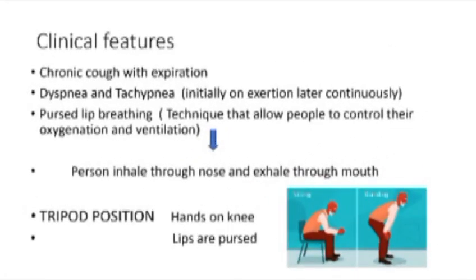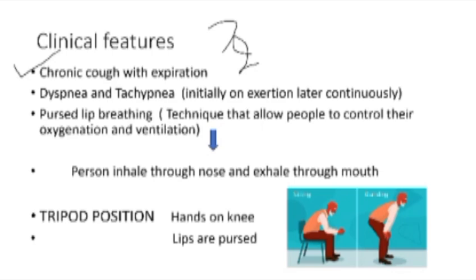Now we will start clinical features. What are the features we are going to see in a COPD patient? First there will be a chronic cough with expiration. In the definition of chronic bronchitis also we have seen, if there is a chronic cough at least for 3 months for consecutive 2 years, then it will be considered under chronic bronchitis.